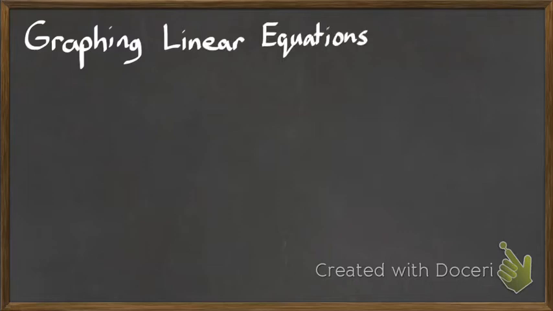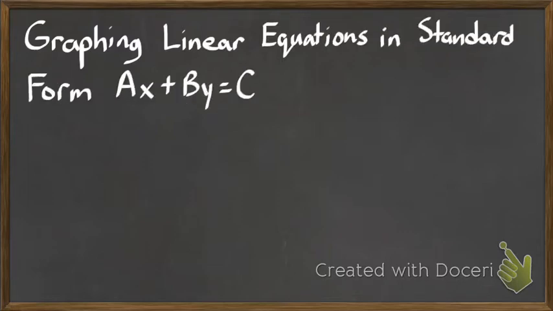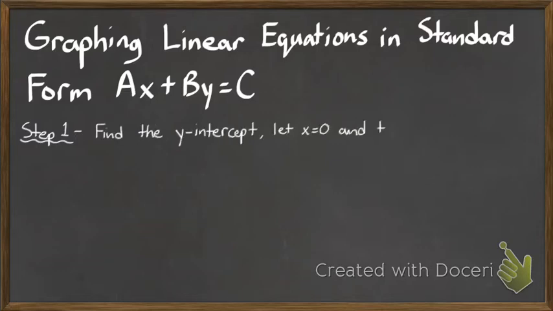So if we want to graph linear equations in standard form, so ax plus by equals c, we can do the following. So step 1. What we can do is find the y-intercept. So to find the y-intercept, what we can do is let x equal 0 and then solve our equation for y. So our y-intercept, remember, is where our line is going to cross the y-axis.